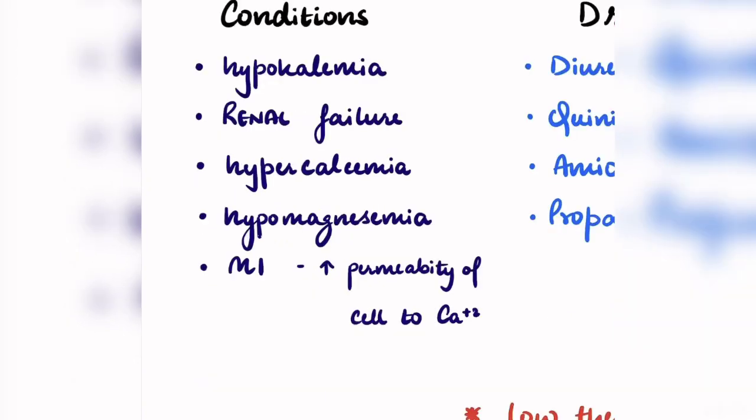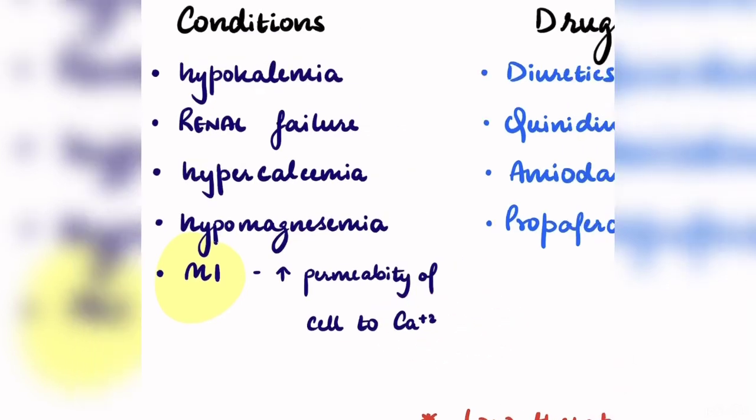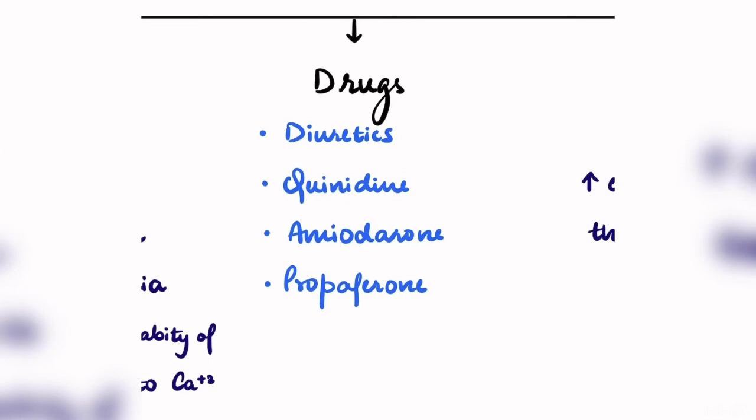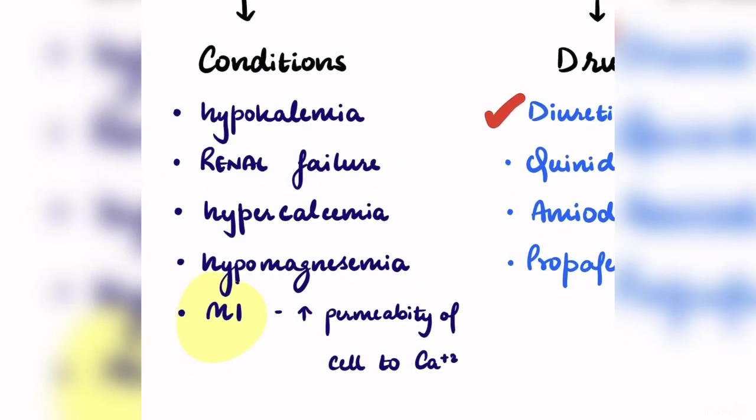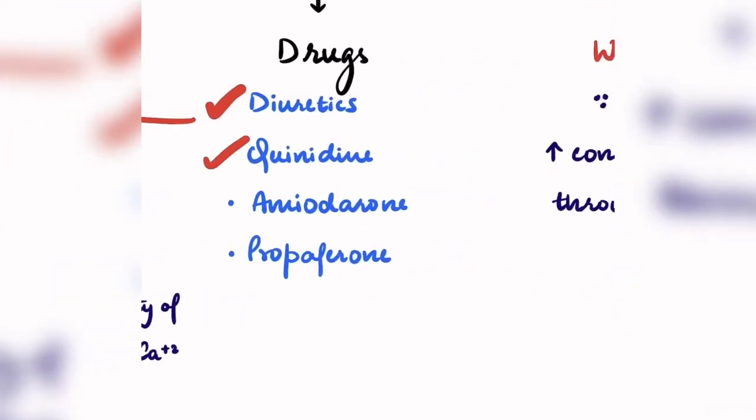And the important thing is MI over here, because MI is a new thing. We know that MI increases the permeability of the cell to calcium. So if MI is there in the body, it will increase the permeability and calcium will be more inside the cell. And this calcium inside the cell will cause the tachycardia problem. Now I'll talk about the drugs. You need to mug up this. You have to remember diuretics, because obviously diuretics cause hypokalemia. Then there's quinidine, amiodarone, and propafenone. You need to remember these drugs.